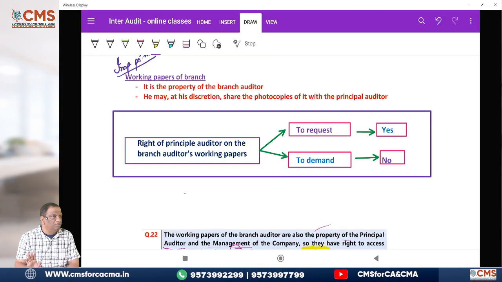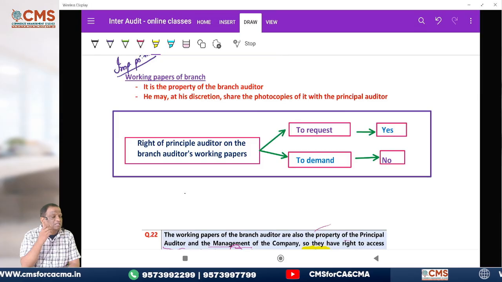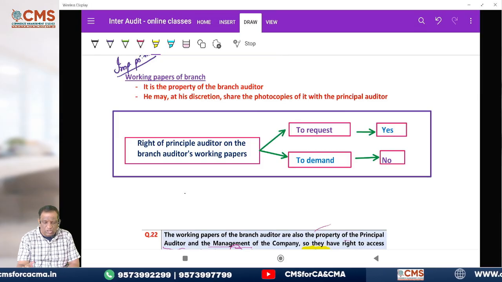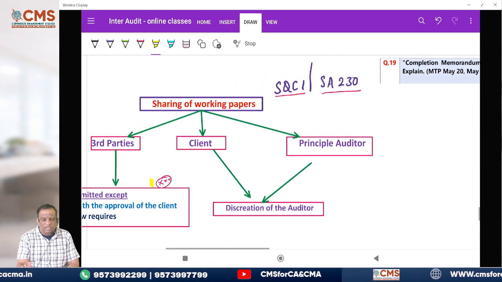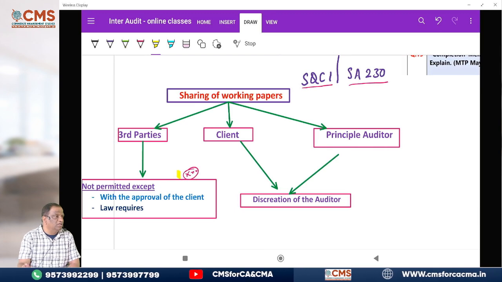You don't have the right to demand the branch audit working papers, because it is the property of the branch auditor; it is his discretion. That is what we are trying to say. It is the discretion of the branch auditor to give it to the principal auditor or to the client.